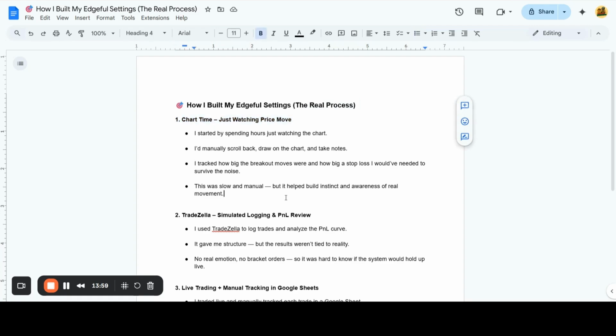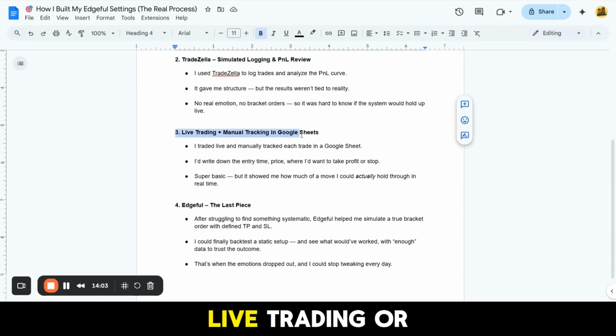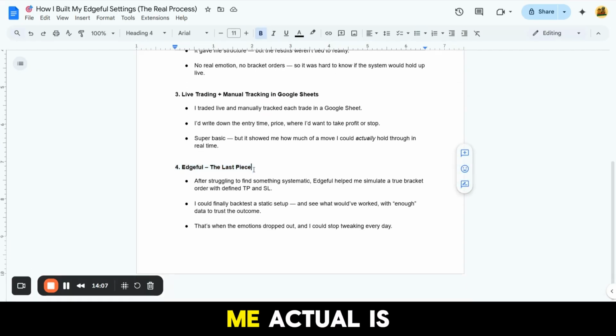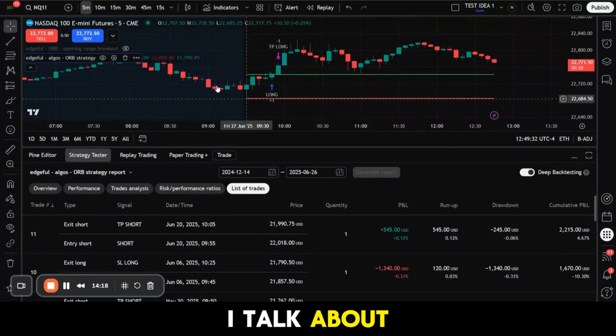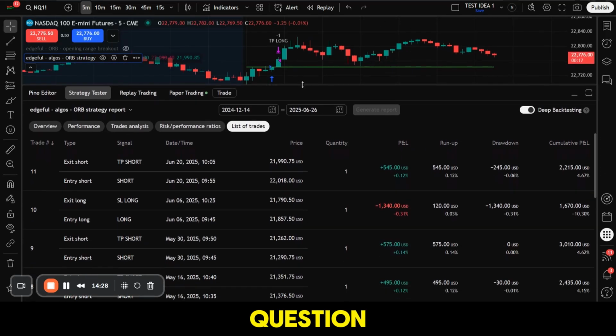Chart time. I liked using something to backtest like TradeZella. Live trading or sim, but you got to have some emotion in it. And then for me, Edgeful is something I tried to make with ChatGPT like 5 times. Well, 5 times, like 500 times. I could never get it to where they have. So that's why I talk about it all the time. That's why I use it all the time. And that's why this month is looking so good, and I'm hoping it continues. And I hope that answers your question.